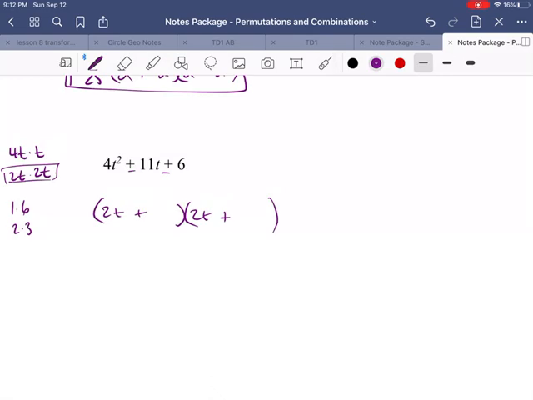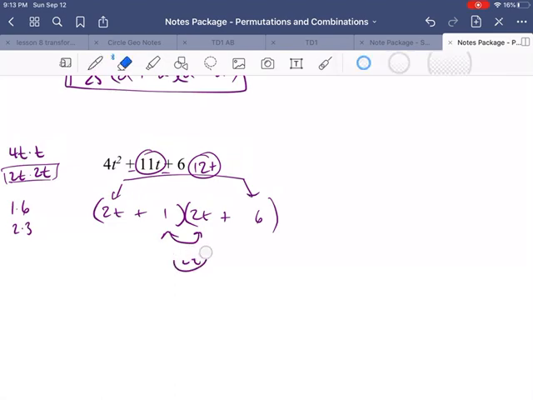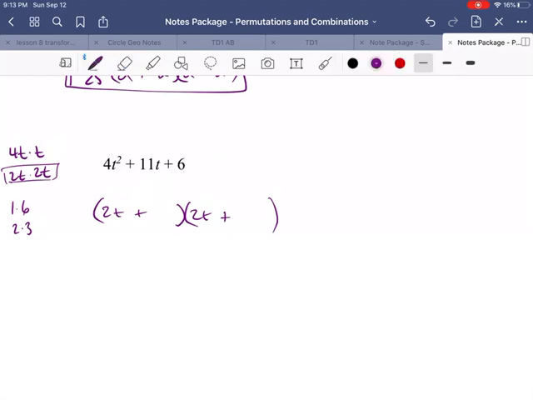So 2t, 2t, and if we go 1 and 6, all right. Well, your outer product is going to be 12t, and your inner product is 2t. Well, there's no way I'm getting to 11t using 12t and 2t, so no good. And if I swap those numbers, I end up in the exact same situation because both first terms are 2t and 2t. So let's try 2 and 3.